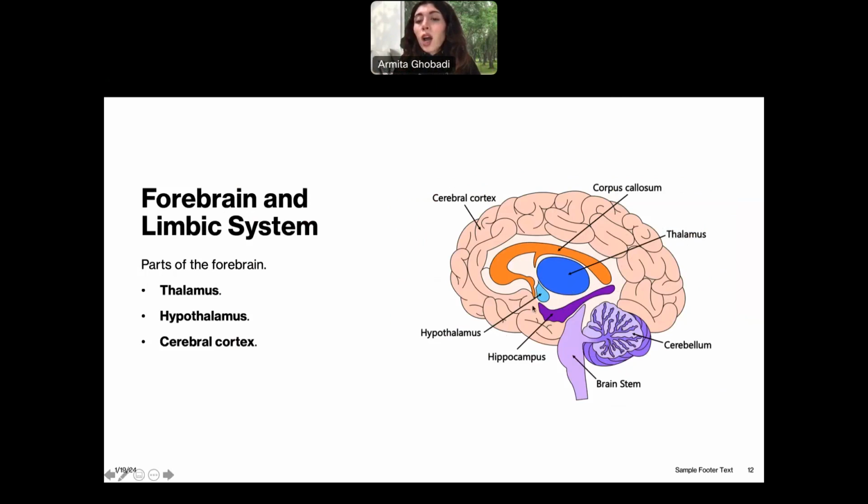Then we have hypothalamus. It's a small part, but it does have so many responsibilities. Then here it's the cerebral cortex. I guess you can assume what cerebral cortex is about, it is the frontal lobe. So basically it should be all about judgments, making decisions, and conscious thought. But we're gonna talk about this soon.